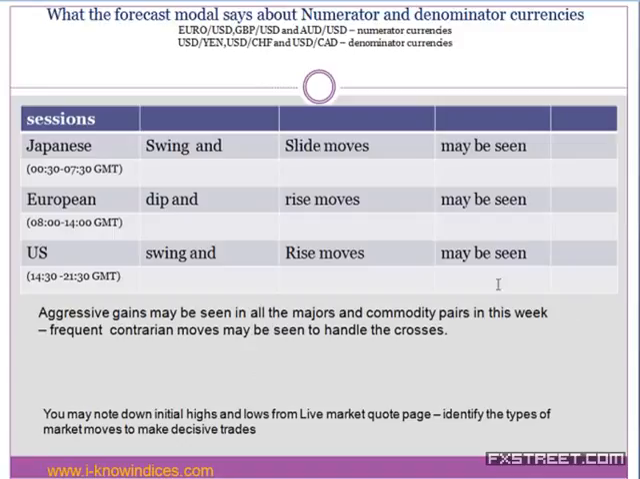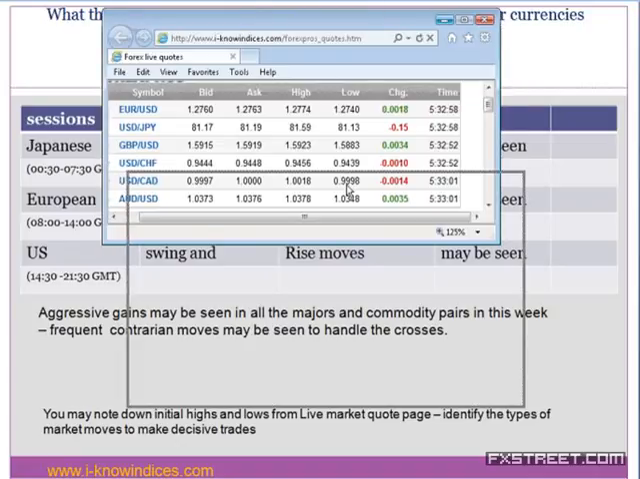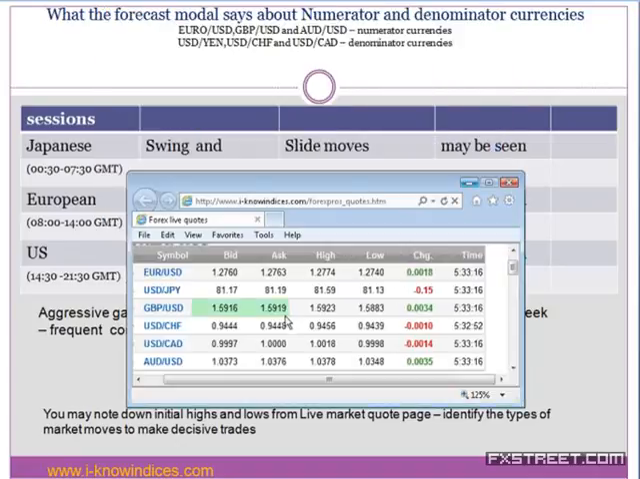Now, when they try to make aggressive moves, it may not be an equal quantum move. In the case of Euro and GBP, you have to keep it in mind, they are handling Euro GBP heavily. So suddenly you may find that Euro is gaining, GBP is holding, like Friday. Then afterwards GBP is gaining, Euro is holding. That is mainly to handle the Euro GBP cross.